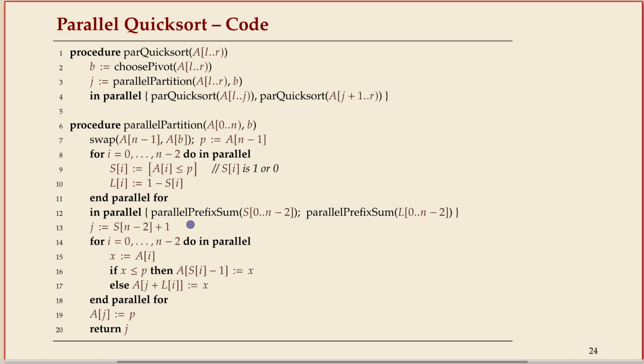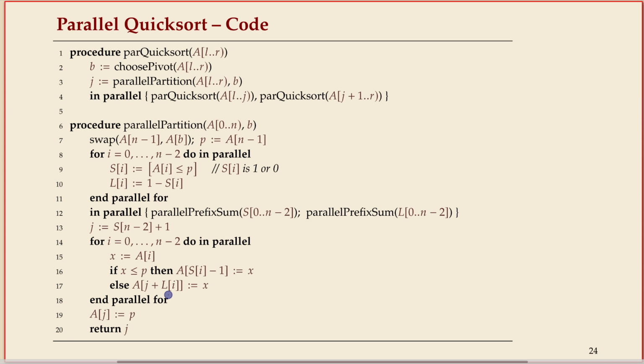Then in parallel, we can do the parallel prefix sums of both S and L. S and L are again just binary arrays. So the prefix sums essentially just count how many ones are before a certain position. And then again in parallel, we write the elements where they should go. So we do the comparison with the pivot again.